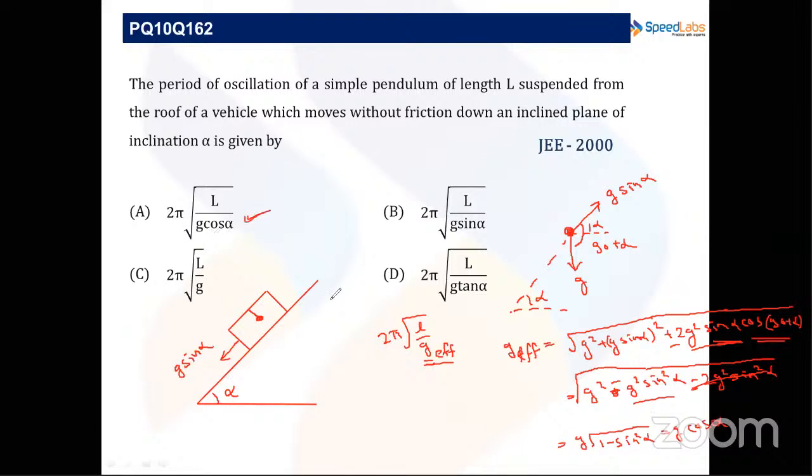So this is the answer. A will be the answer. Is that clear? Is there any confusion?